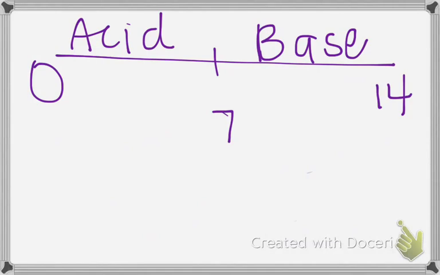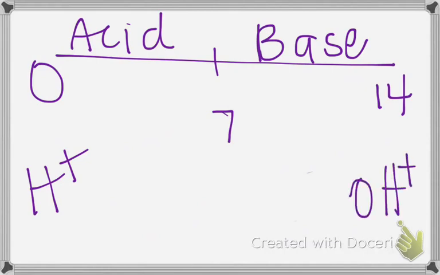Okay. It says an acid has lots of hydrogen ions. Okay, and a base has lots of hydroxide ions. So take a second and draw this in your notes, 0 to 14, and label the acid and label the base. And then 7 is neutral.